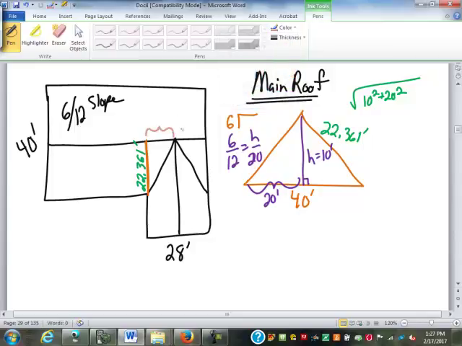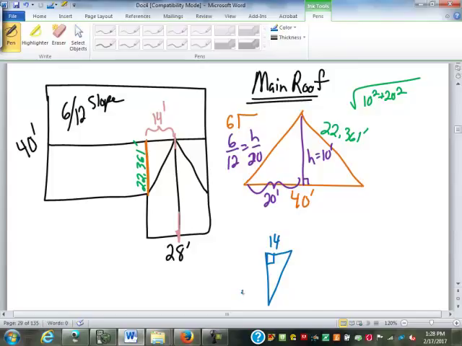What's that length right there? Be very careful. That one is actually half of the L because the ridges meet. So that does have to be in the middle of the 28-foot span. That ridge goes right on up there. So let's pull this triangle out and look at it.